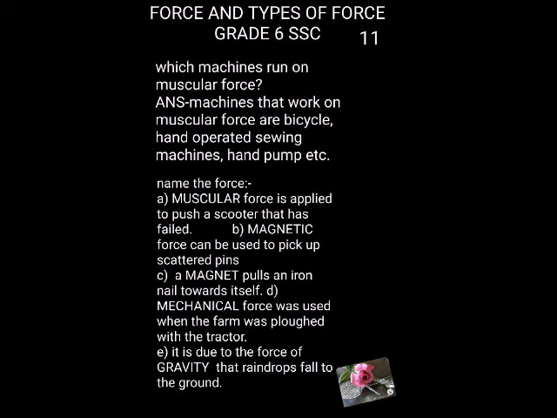Which machines run on muscular force? Machines that work on muscular force are bicycle, hand-operated sewing machines, hand pump, etc.